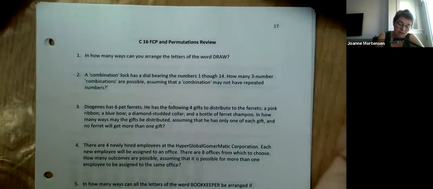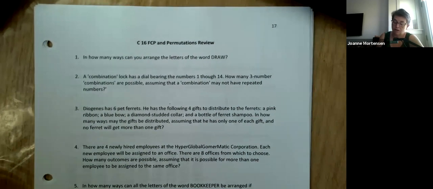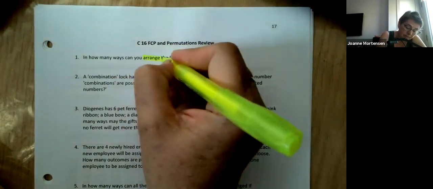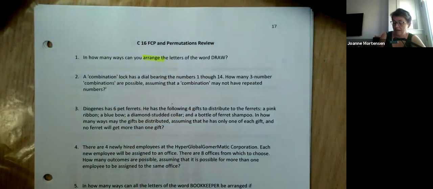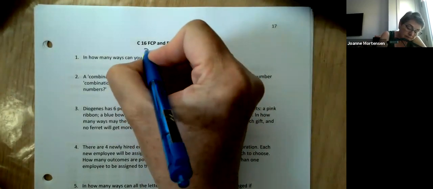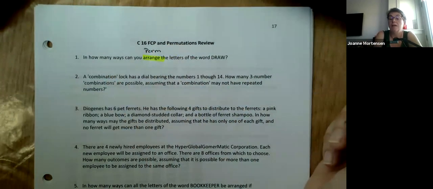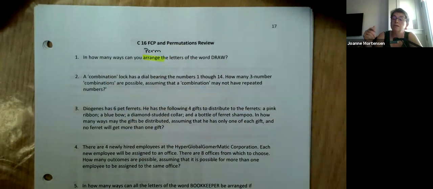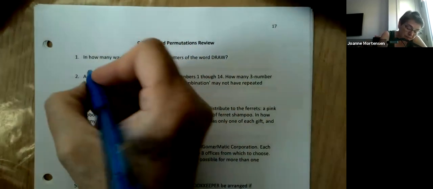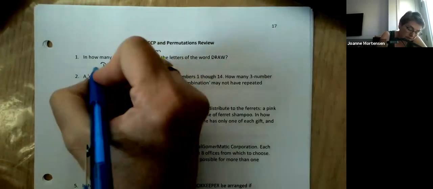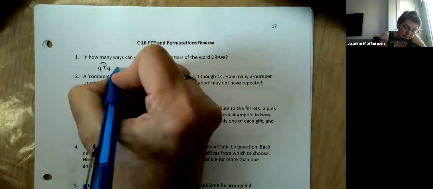In how many ways can you arrange the letters of the word "throw"? So, here's what I would see. First of all, "arrange" definitely screams permutation. I'm not that creative when I'm making up questions, so I use a thesaurus to find new ones. So "arrange" probably says that's what we're going to have. I'm going to show you two different ways. So for arrange, permutation, I have 1, 2, 3, 4 letters, and I'm arranging all 4.